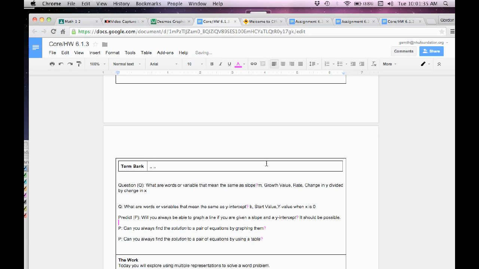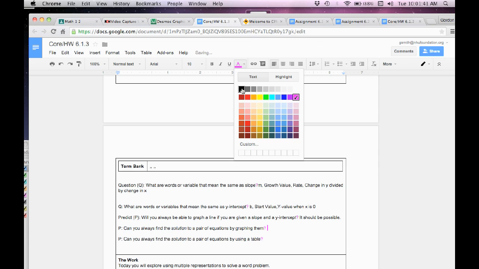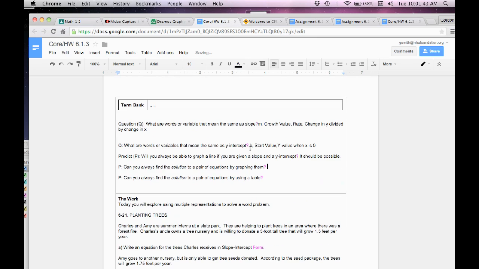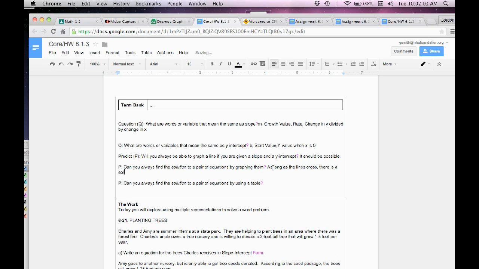Okay. Can you always find a solution to a pair of equations by graphing them? That's a tricky question. What that means is if you graph two equations and they both make lines, a solution would be where the lines cross. And I guess you'll always be able to find the solution as long as the lines cross. You'll be able to find a solution. So you could say, as long as the lines cross, there is a solution.